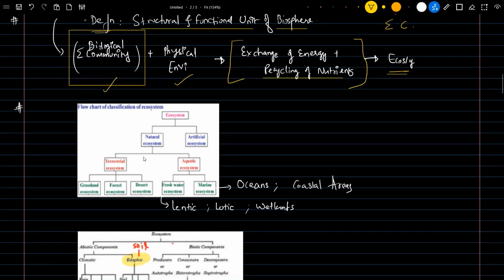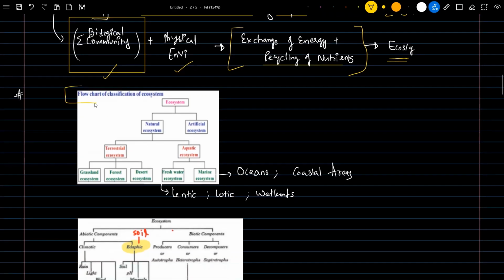Now let's understand the flow chart of classification of ecosystem. Ecosystem is majorly classified into natural ecosystem and aquatic ecosystem. In natural ecosystem, we can further classify them as terrestrial and aquatic ecosystem. Terrestrial ecosystem, as we discussed earlier, mainly consists of grassland, forest, desert. Grassland is basically a medium between the forest ecosystem and the desert ecosystem. So these two are extremes. Forest and desert are extreme, and grassland ecosystem is in the middle.